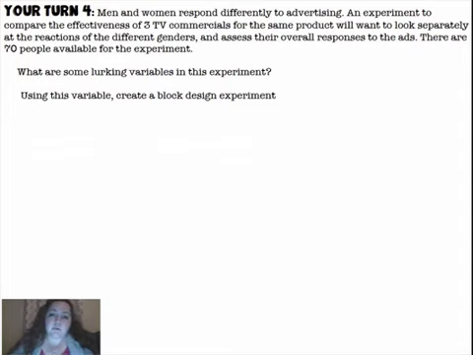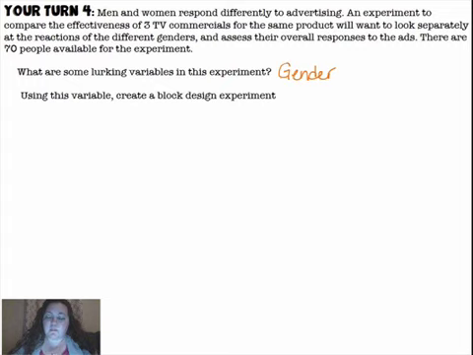Men and women respond differently to advertising. An experiment to compare the effectiveness of 3 TV commercials for the same product will want to look separately at the reactions of different genders and assess their overall response to the ads. There are 70 people available for the experiment. What are some lurking variables in this experiment?